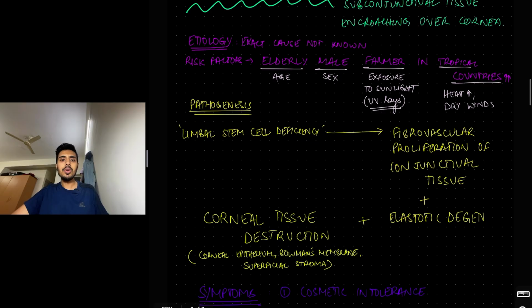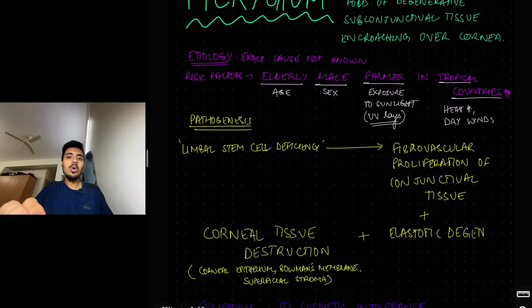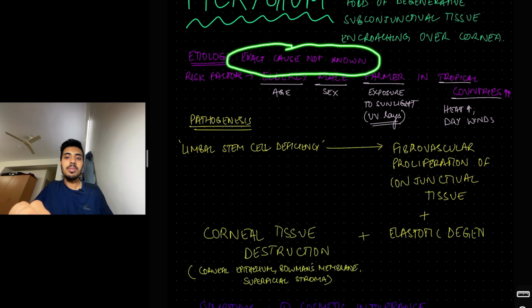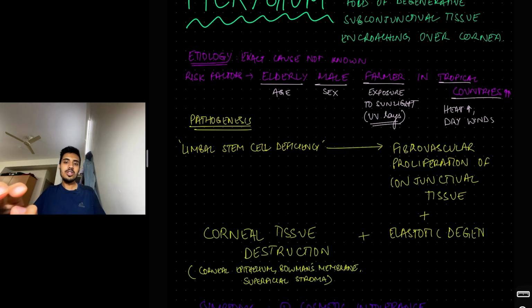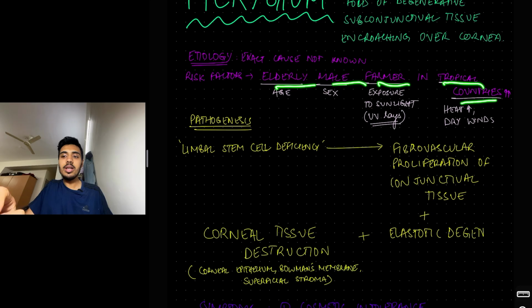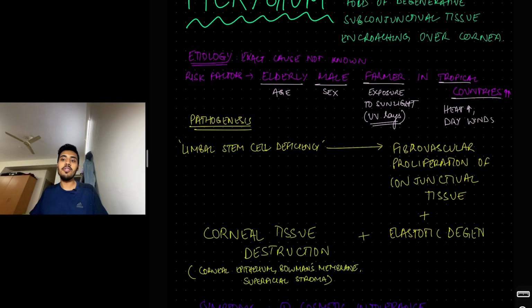So now let's come to the etiology. Now we don't know the exact cause of pterygium, but we can remember the risk factors through a simple sentence. An elderly male farmer in tropical countries, or you can think of an elderly male farmer in India. So elderly, so old age, male for sex, farmer for occupations where you have increased exposure to sunlight. Example, like a farmer is more exposed to UV rays, no? So mainly it's UV rays. So increased exposure to sunlight.